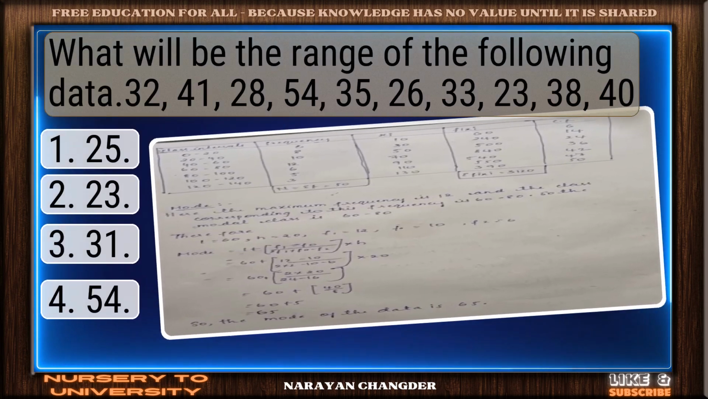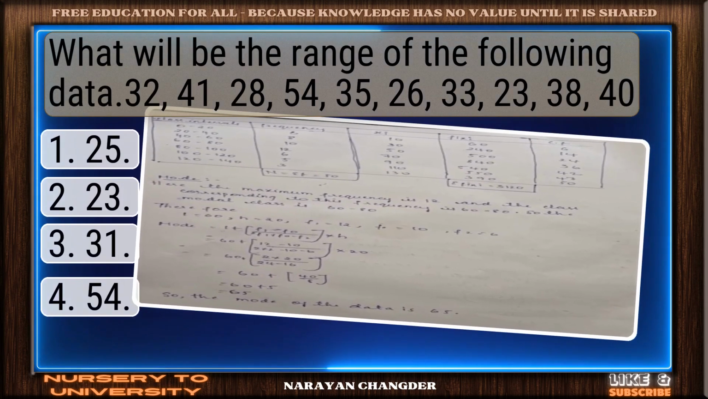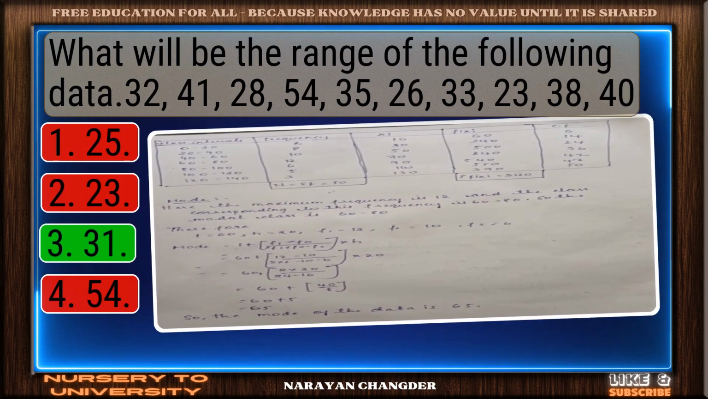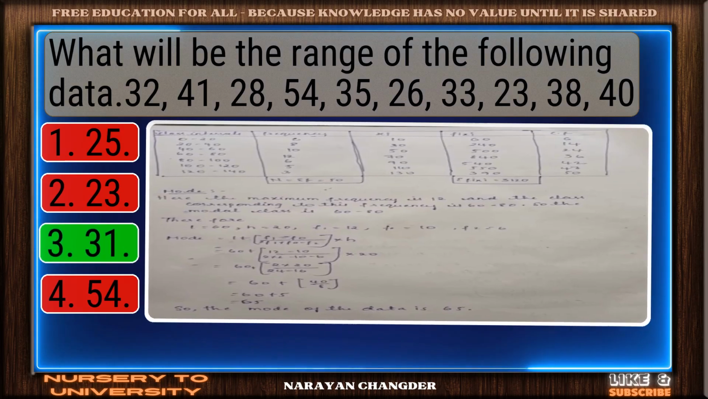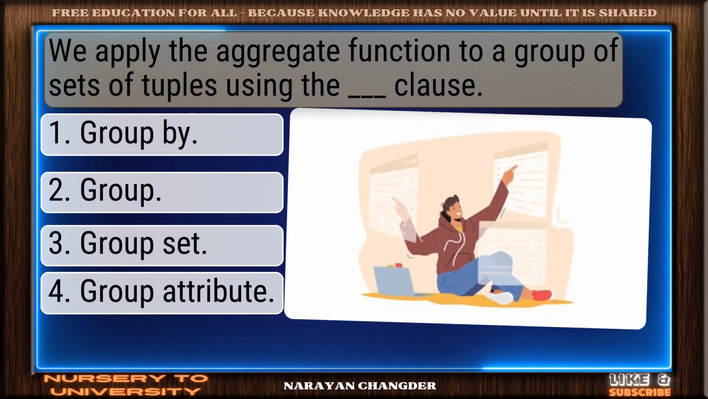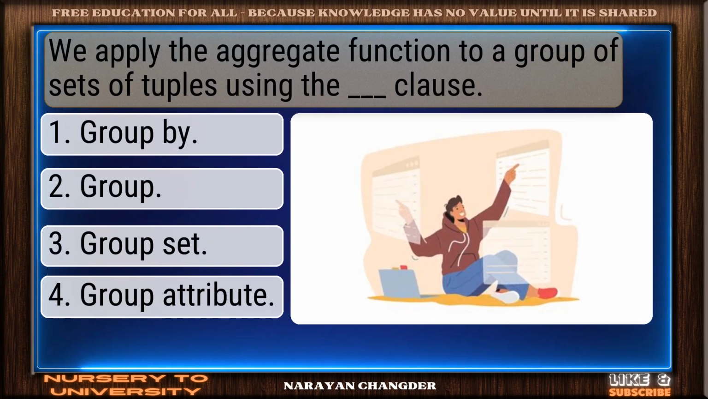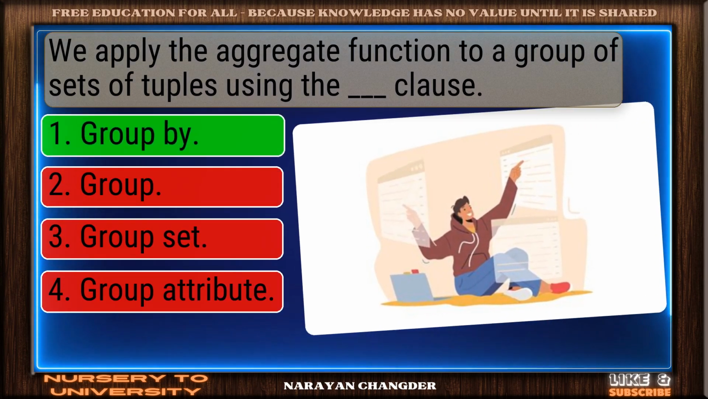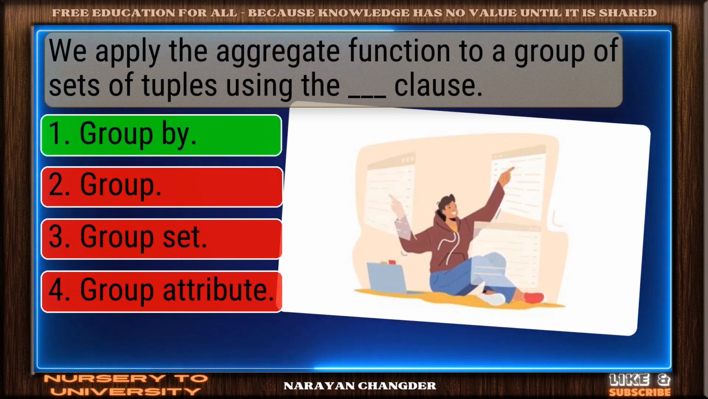Question number 34. What will be the median of the following data: 24, 28, 54, 35, 26, 30, 20, 38, 40? Nicely done. 31 is a solid answer. Question number 35. We apply the aggregate function to a group of sets of tuples using the dash clause. Bravo. Group by is the answer.